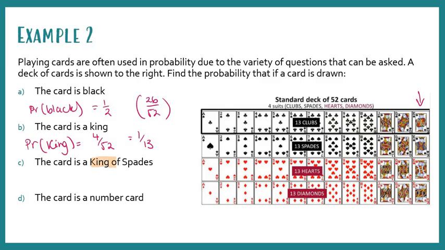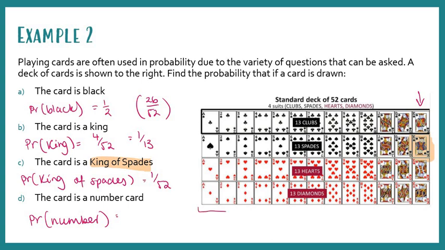Now, if we're looking for something like a king of spades, there is only one king of spades because each suit only has one of each. So the probability of a king of spades is just 1 out of all 52. Now, the probability that we have a number card, and we do include aces in the number cards, we have our numbers 1 through 10 here, times 4, which is 40 over 52, which is 10 over 13. Okay, and that's because those other 12 cards are our picture cards.